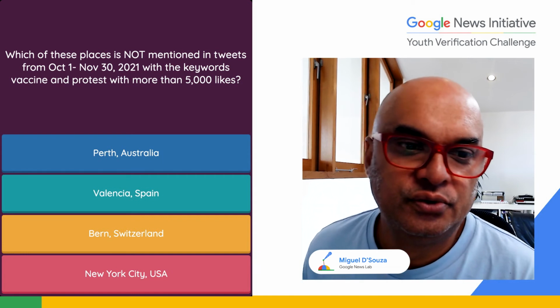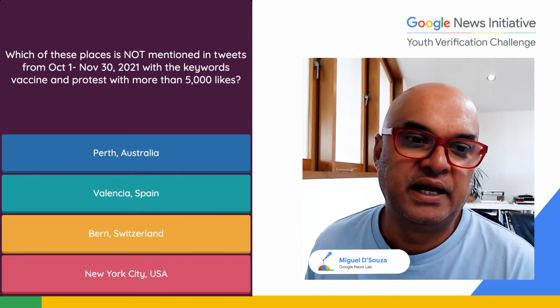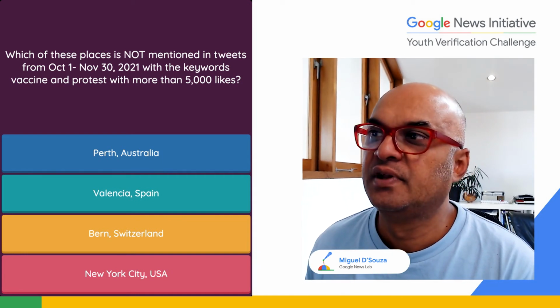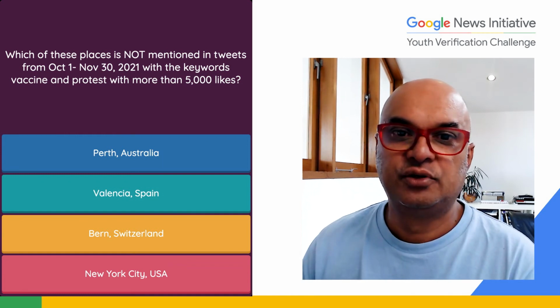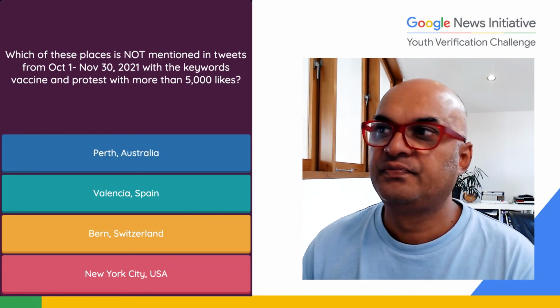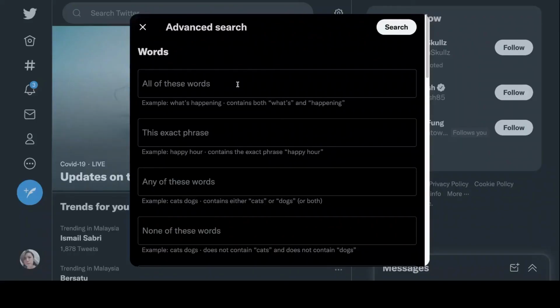5 seconds to go. 3, 2, and that is the buzzer. So let's have a look at the answer, shall we? Which of these places were not included in our tweets? Well, let's have a look at the workings. Now, here is how we get to find tweets that fit the parameters listed in the question.